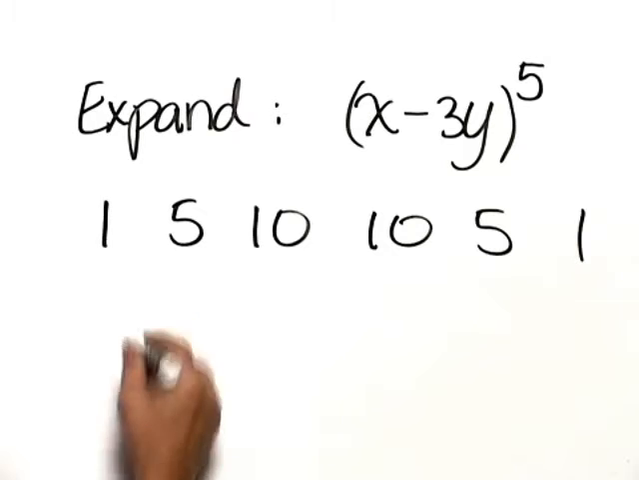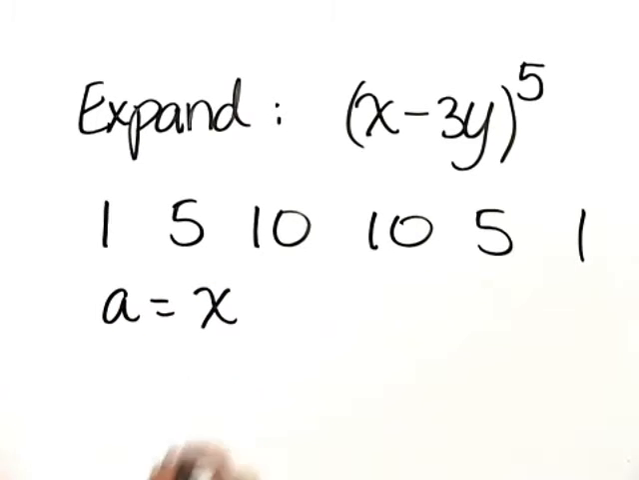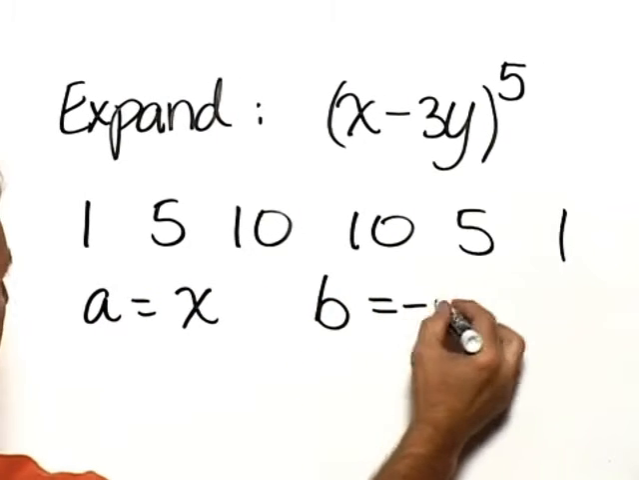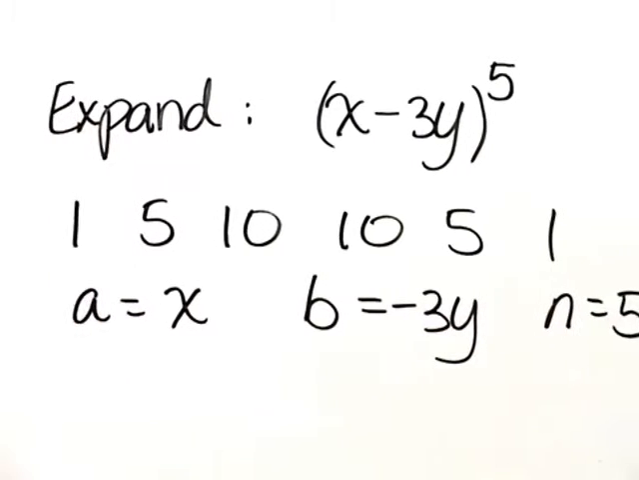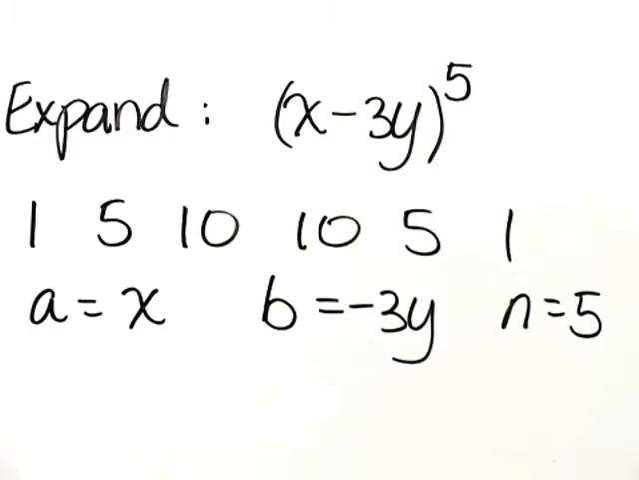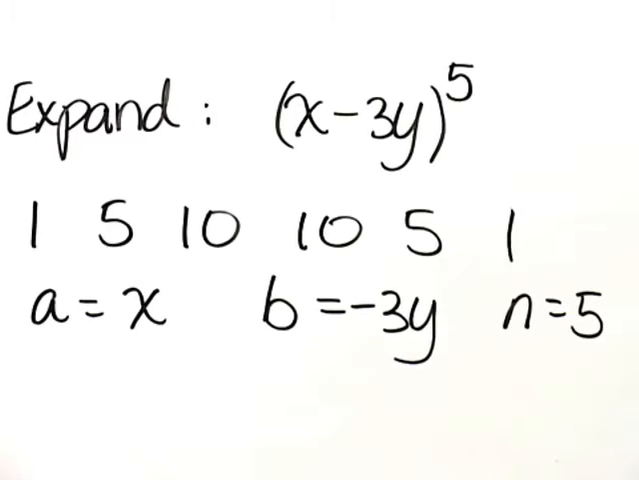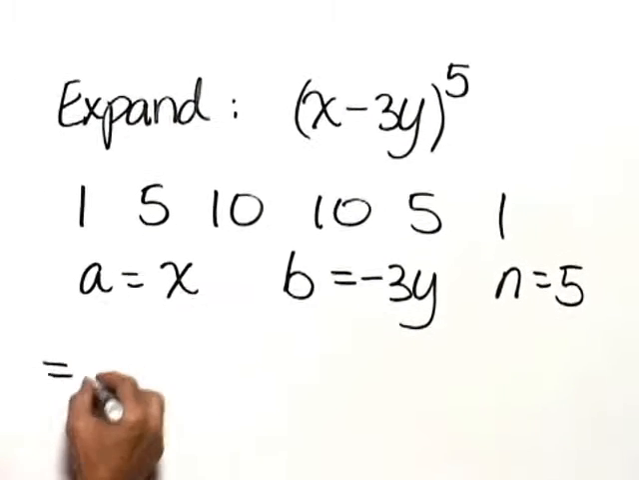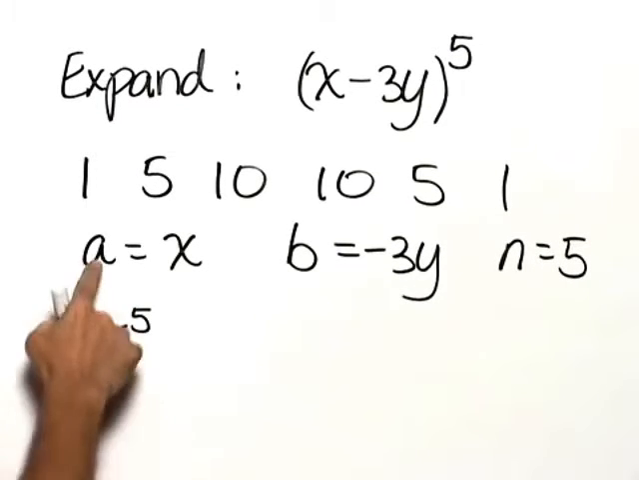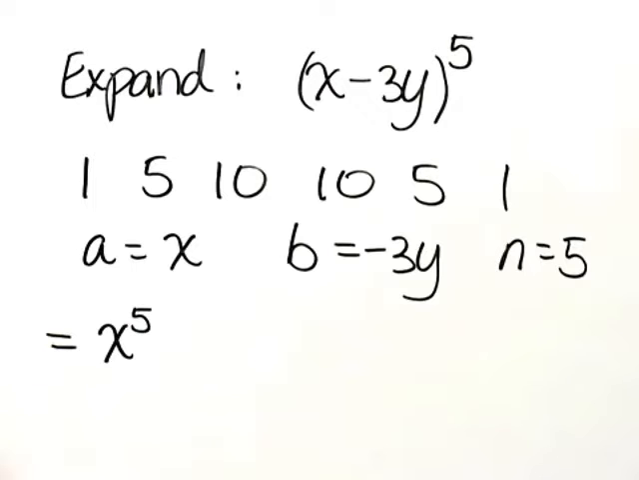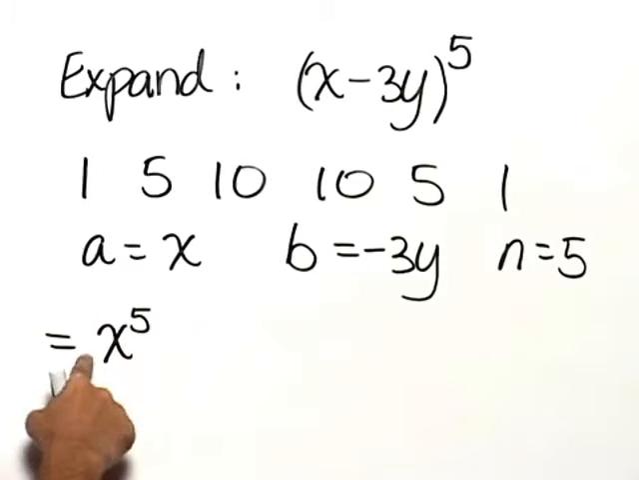In addition, we have that a is equal to x, b is equal to negative 3y, and as I mentioned, n is equal to 5. So now we can say that the expansion is equal to x to the fifth, that is a to the n, x to the fifth, and of course the coefficient is the 1.